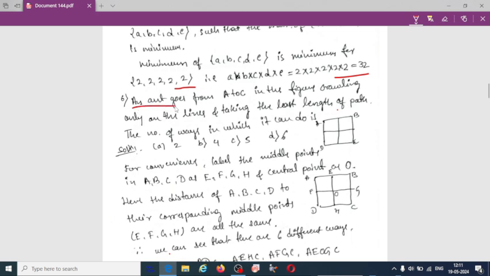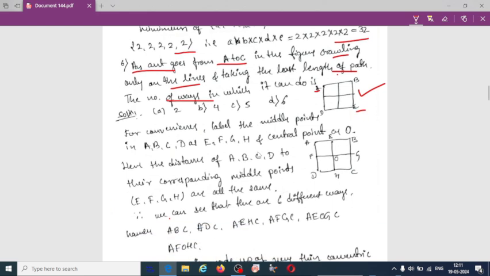So next question, an ant goes from A to C in the figure, crawling only on the lines and taking the least length of the path. So the number of ways in which it can do so. Here they have given in this diagram the ant has to reach from A to C. How many ways can it reach?